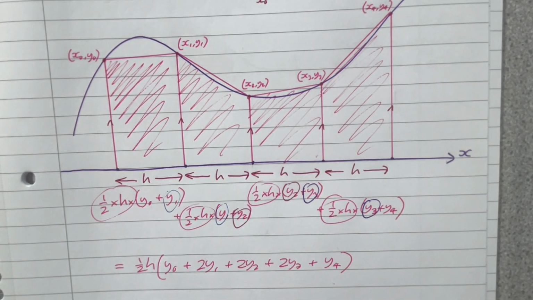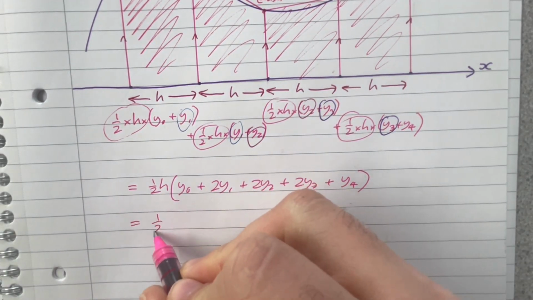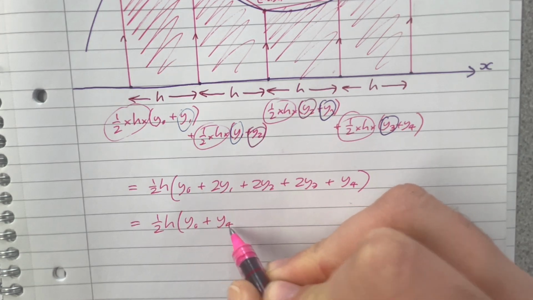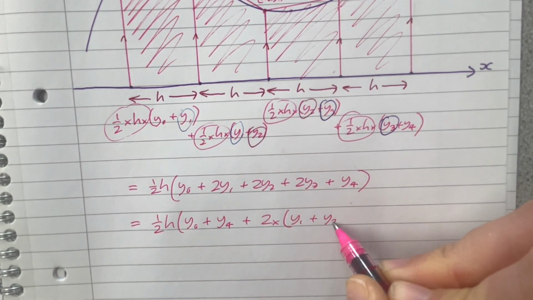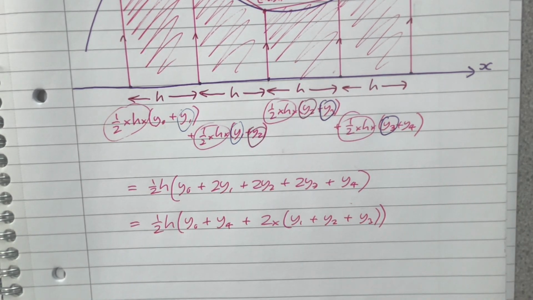whereas all of these three edges are used in two trapezia each. So what we tend to do is we just put the first y value and the last y value at the beginning, and then we do 2 times the sum of the other y values. That's 2 times (y1 plus y2 plus y3). That's the trapezium rule formula for 4 strips.